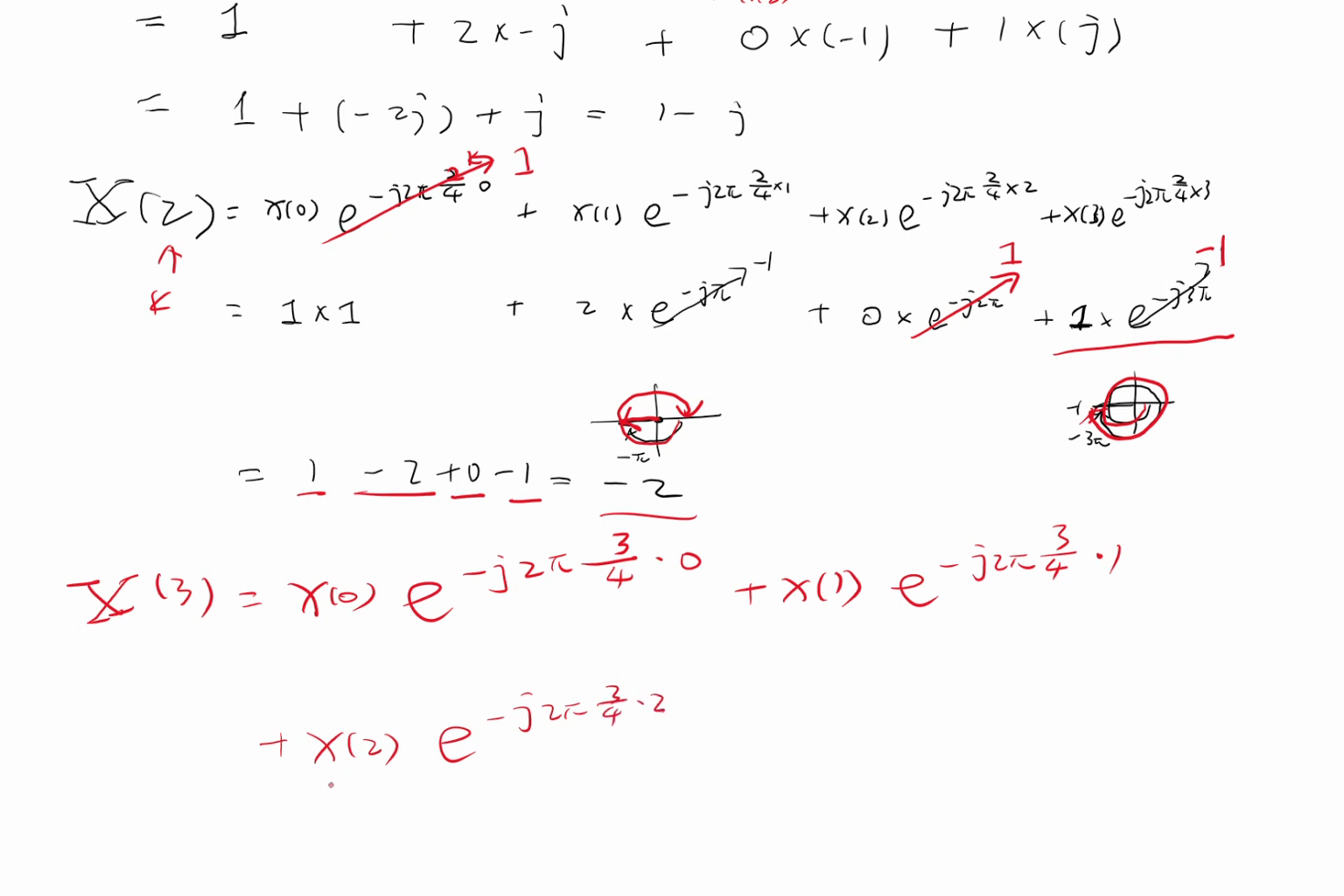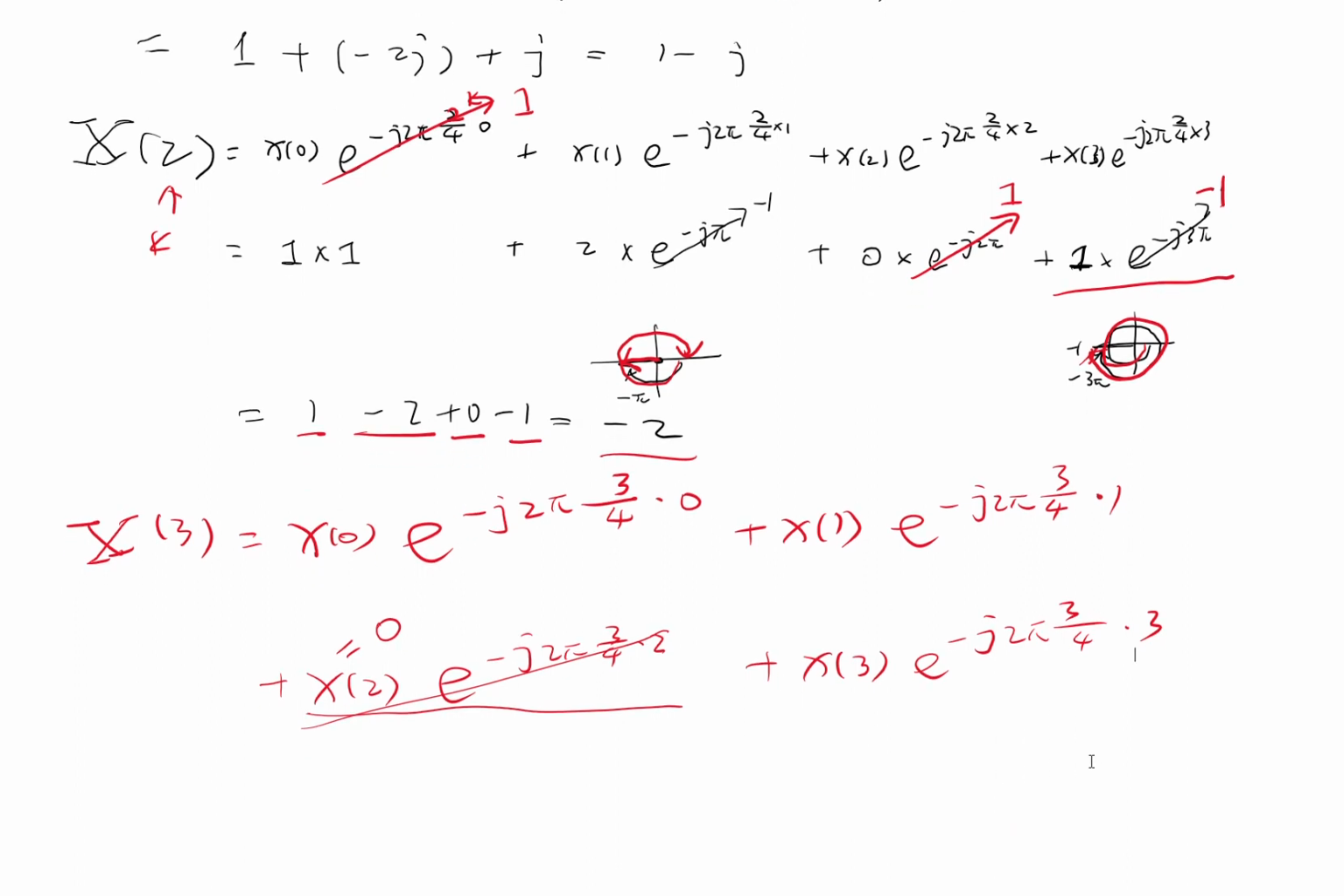a 2. We don't really need to care about this term because this x2 always equals 0. So this term is always gone, but we just write it down there. So this one is negative j 2 pi 3 over 4 multiplied with 3. Okay, this time is go around the clock. This term equals 1 as always.